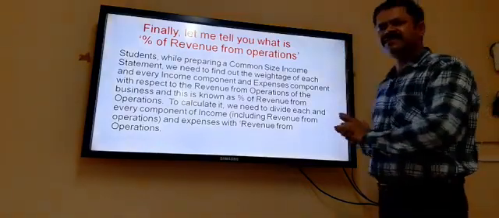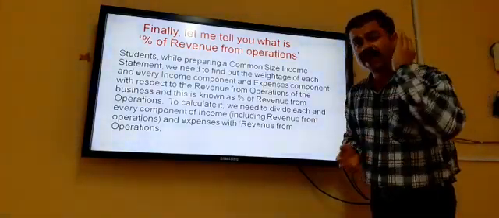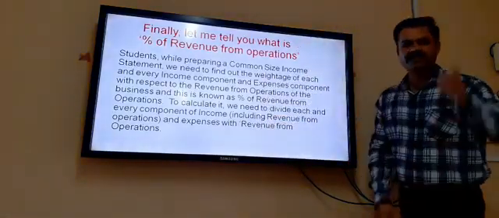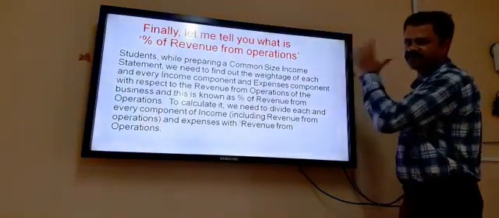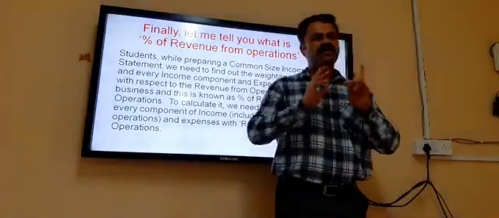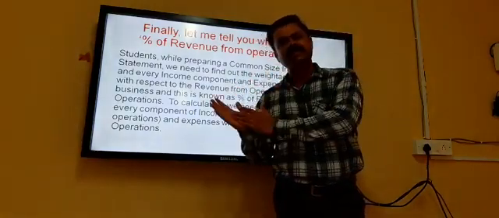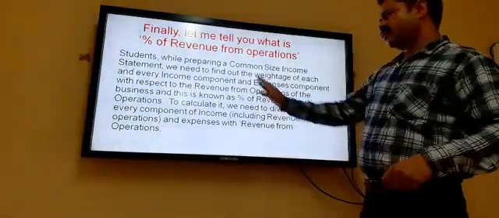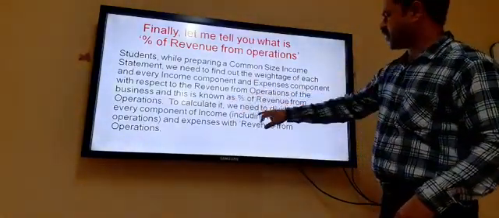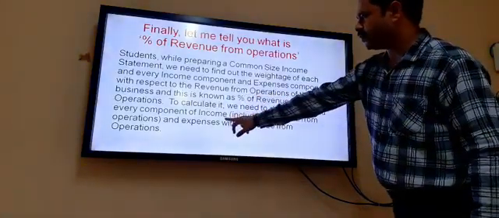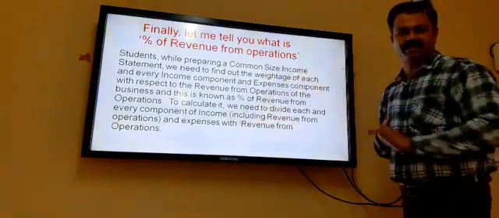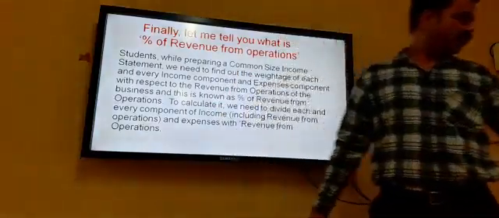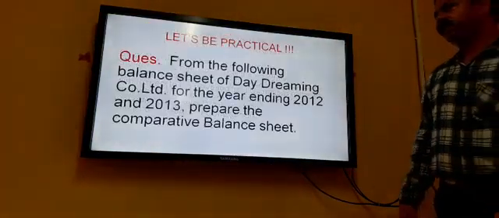Students, while preparing a common size income statement, we need to find out the weightage of each and every income component and expenses component with respect to percentage revenue from operations. I told you earlier also that when we are making common size income statement, the base is revenue from operations. So to calculate percentage of revenue from operations, we are going to divide each and every component of income including revenue from operations and expenses with revenue from operations. So this is the meaning of percentage of revenue from operations.